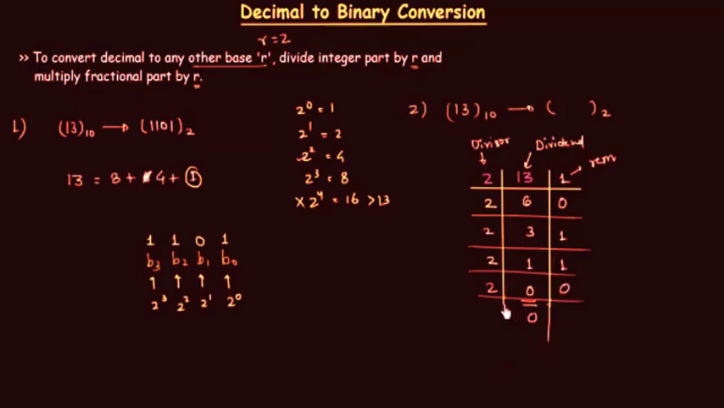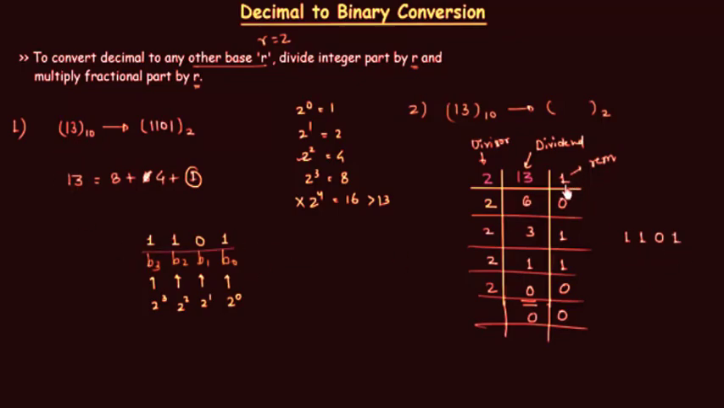And the process will repeat, and every time you will get remainder equal to 0. The remainder will give us the binary number. But there is one twist. We have to start looking from bottom: 1, 1, 0, 1. As we have already seen, the binary equivalent of 13 is 1101.